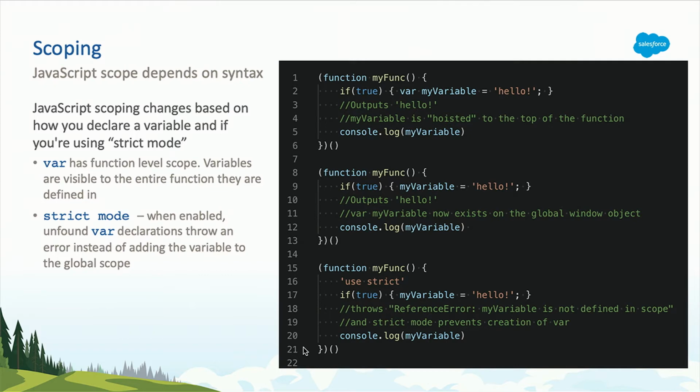Fortunately, you can have your code throw an error in this case through the use of strict mode like I do in this third function. When you have strict mode enabled, then you get a reference error saying my variable is not defined in scope. Lightning Locker actually enforces strict mode everywhere in your Lightning code, so you don't actually have to declare strict mode. But it's important to understand what's going on here so that if you're working in a non-Lightning context, like writing, as you're now well aware, Lightning web components outside of Salesforce, it's important to understand what's going on here.